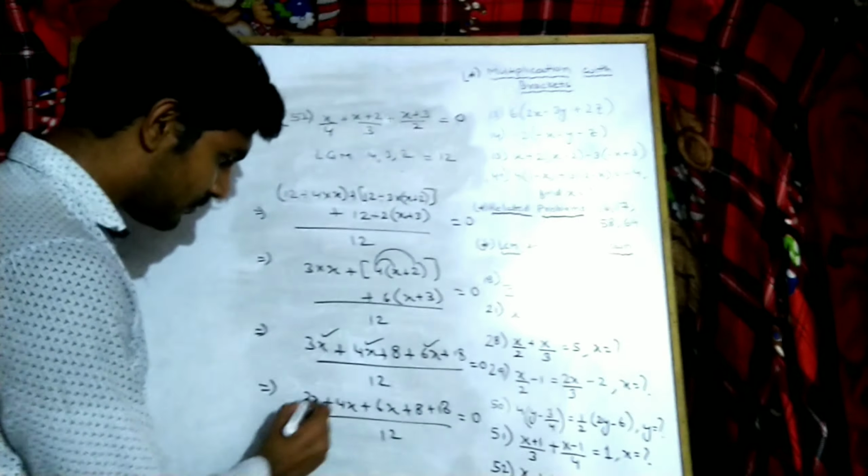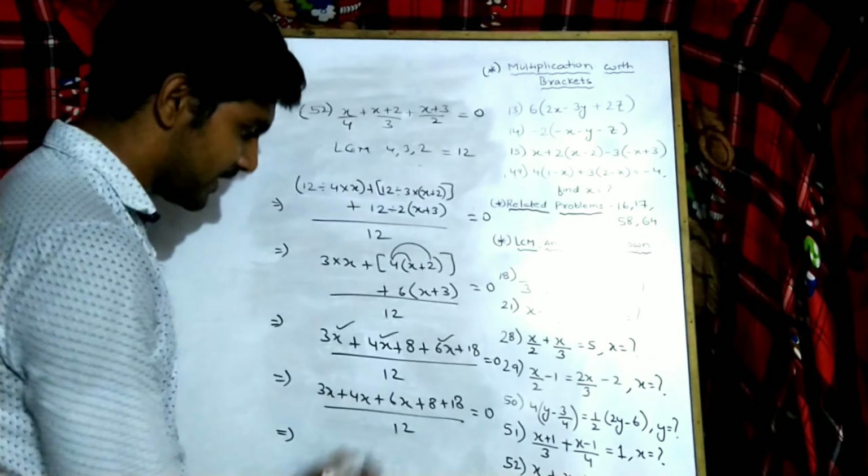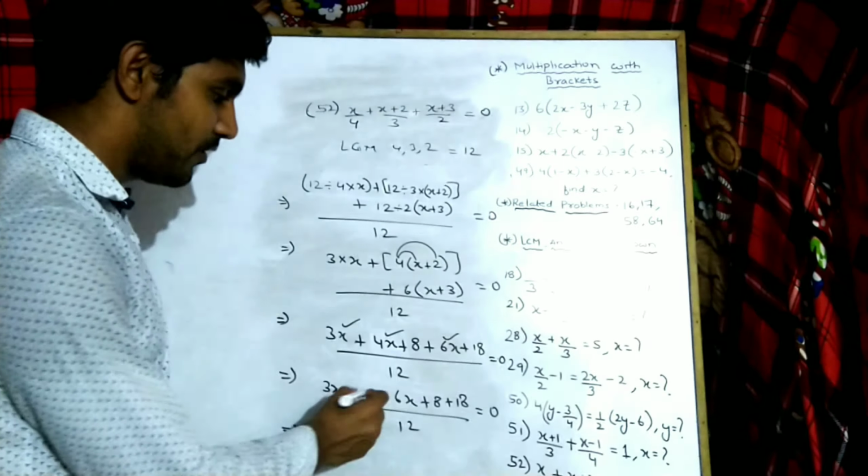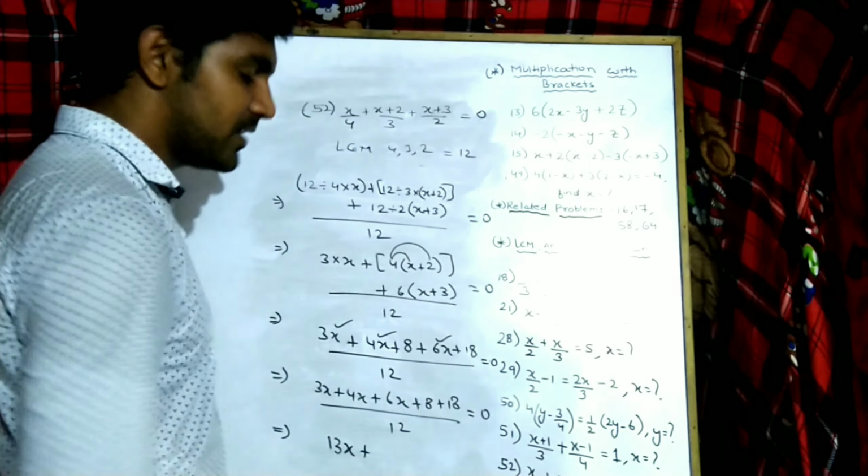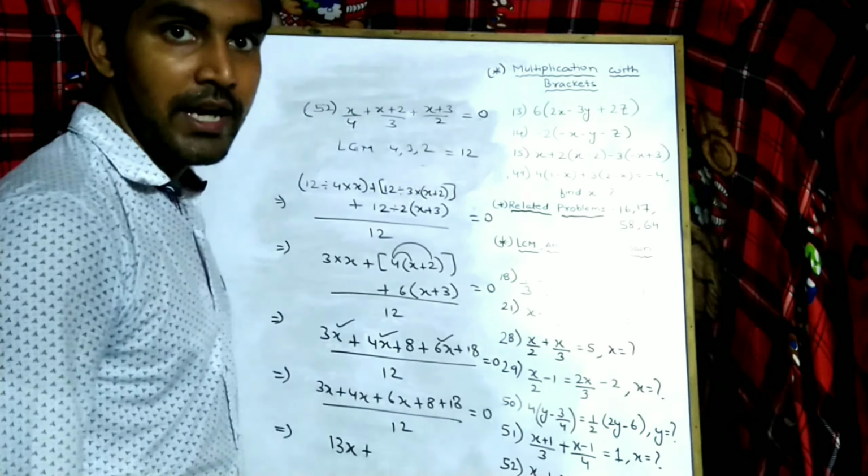Now 3x plus 4x plus 6x. 3 plus 4, 7. 7 plus 6, 13. So 13x plus 8 plus 18. It comes 26. Okay? Is equal to 0 by 12. Okay? Now I will write up.